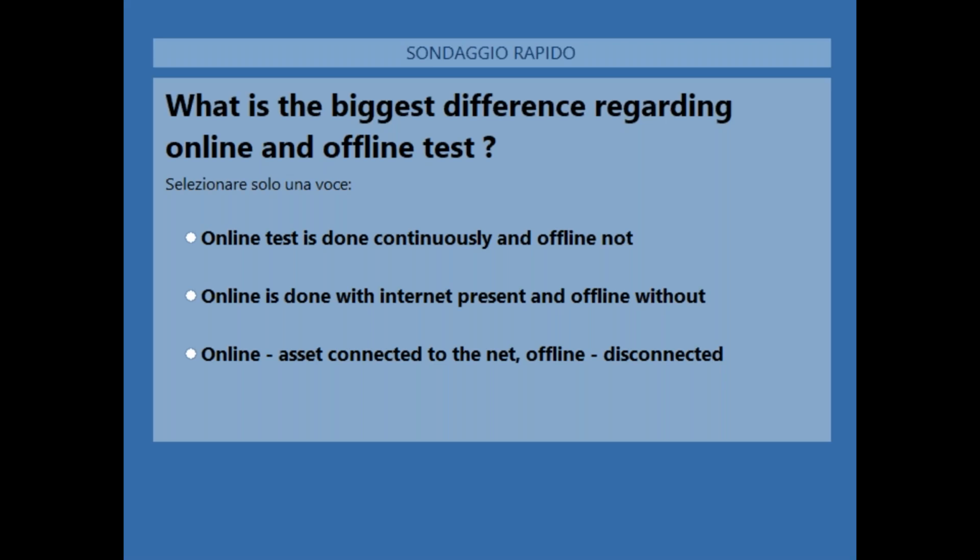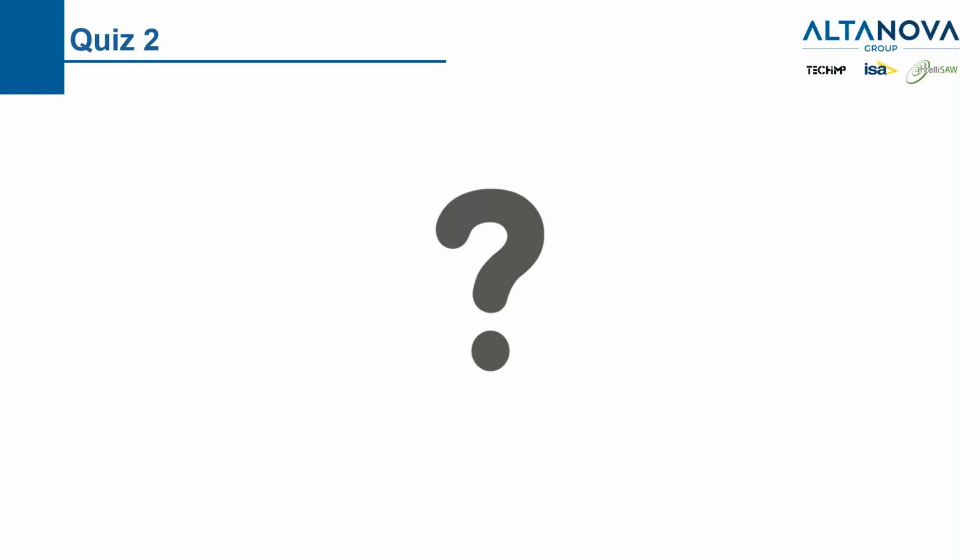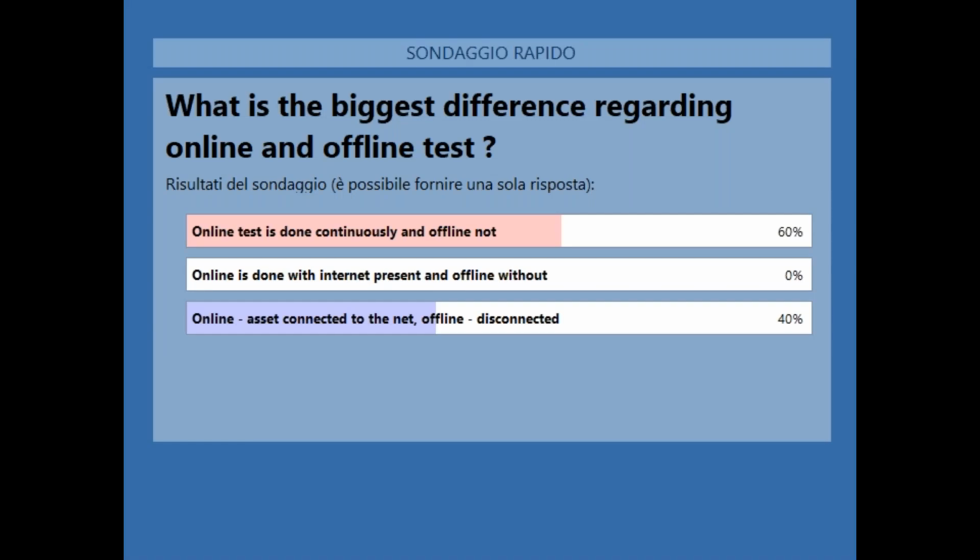So we're going to close the polls and share the results. The correct answer is actually C. Online, the asset is connected to the net, and offline, your asset or your generator is disconnected from the net. You are the one who is bringing the voltage.